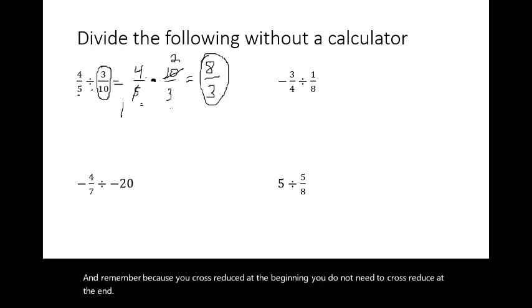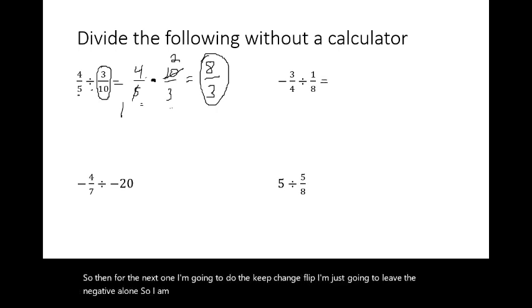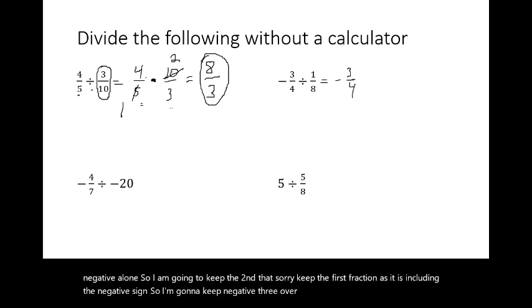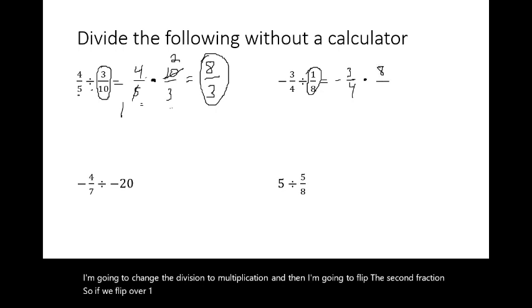So then for the next one, I'm going to do the keep, change, flip, and I'm just going to leave the negative alone. So I am going to keep the first fraction as it is, including the negative sign. So I'm going to keep negative 3 over 4. I'm going to change the division to multiplication, and then I am going to flip the second fraction. So if we flip over 1 over 8, we get 8 over 1.